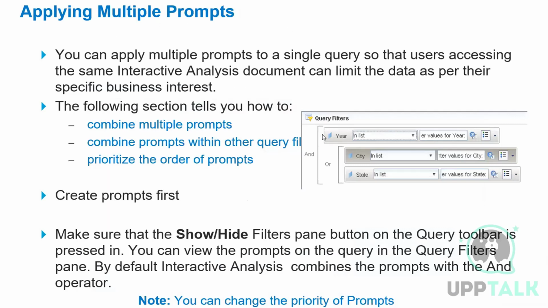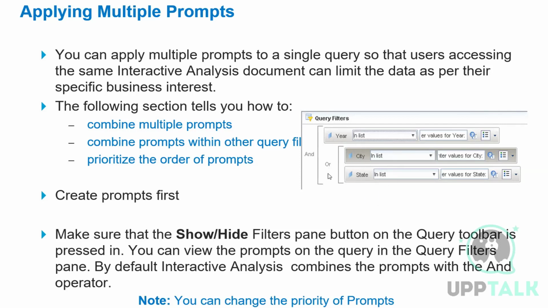We can also apply multiple prompts, as I told you: year, city, state. That can be AND or OR. If we apply the OR operation, it will check for year in list values or city and state. So it will check whether these conditions match, and if any matches, it will give the report. With AND, it should check all three conditions, and only the data which matches all three conditions will come into the report.